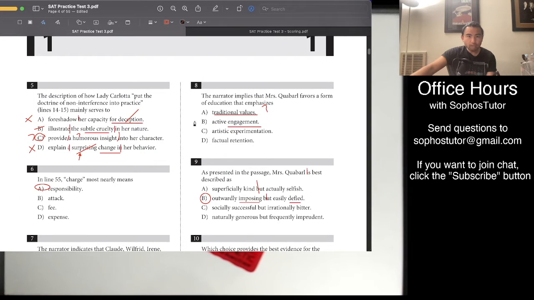Okay? But I would definitely lean more toward B, which I think knocks out A. Artistic experimentation? No. Artistic would imply that they are supposed to create their own kind of stories and art, and that's not the case here when Ms. Quabarl talked about history. Factual retention? No, because that's more than just the dates. So I would go here with 8B.